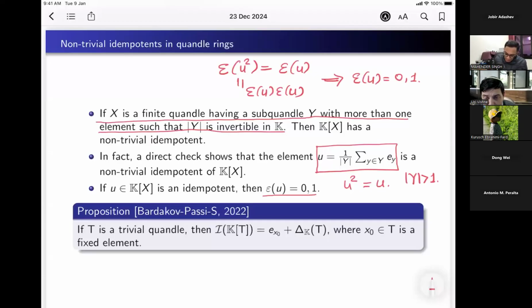And it is a trivial observation that if you take a trivial quandle, then the complete set of idempotents is just a translate of the augmentation ideal. Just a manual check. There is nothing really to explain here. So one can easily check that the set on the right-hand side consists of idempotents. If you take any idempotent in the trivial ring and square it up, it has to be of this form, because we have this fact that x star y is x for all x and y in X for a trivial quandle.